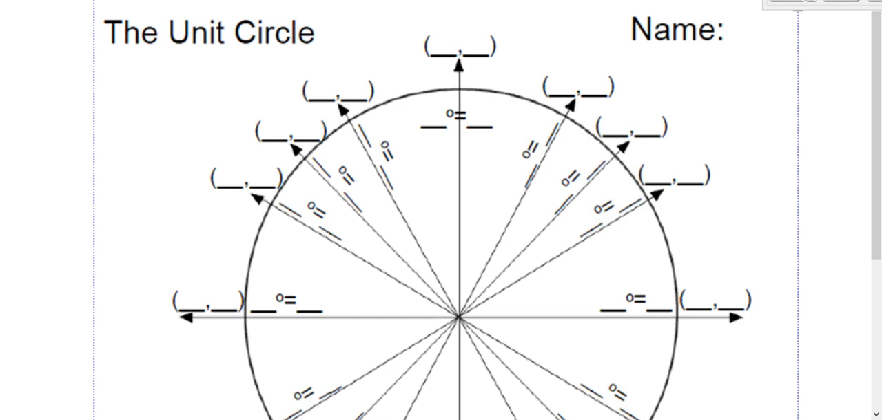So the key to the unit circle, and we're going to start with just degrees, is it all comes back to reference angles. So here's the idea with reference angles. A reference angle is always measured from the x-axis. You're always measuring from the x-axis, and the reference angle is how far away from the x-axis.